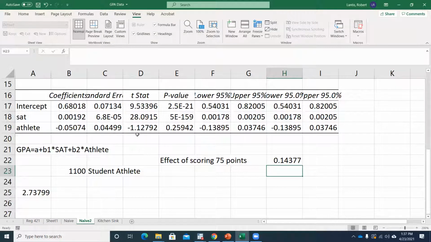Now, one thing that we might start to think is, okay, here's the effect of 1 point, or 75 points, but maybe going from a 1,000 to a 1,001 is different than going from a 1,500 to a 1,501. If the increase matters depending on where I'm at, really what I'm thinking about here is something that looks like this.